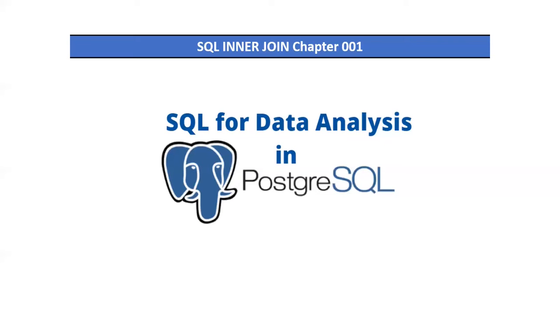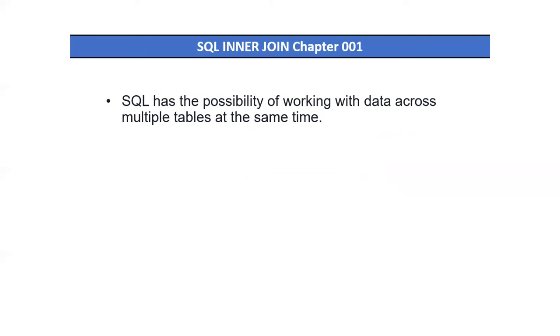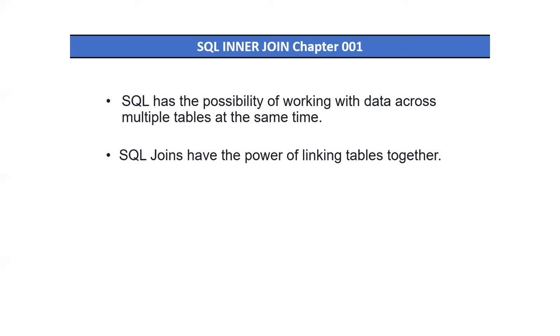Then let's get started. In this video, we are going to start doing some examples of SQL joins. That is one of the most important and powerful features of the SQL language. SQL has the possibility of working with data across multiple tables at the same time. That is the advantage of relational databases: they can relate to one another. For example, identifiers like primary key and foreign key allow combining different information between tables. Then, SQL joins have the power of linking tables together.